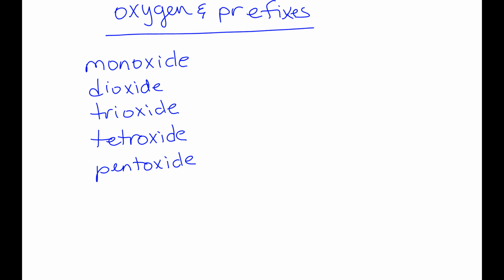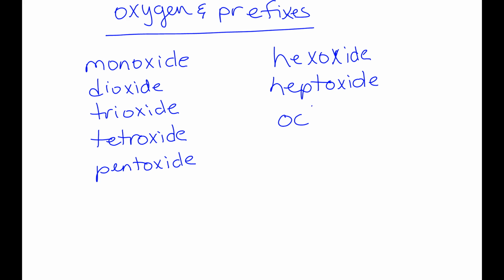And then we got hexoxide, because it's not going to be hexaoxide. It just doesn't sound right, I guess. Scientists decided they don't like that many syllables. So the next one is heptoxide. So you're going to do my writing. Octoxide. Nonoxide. And decoxide.